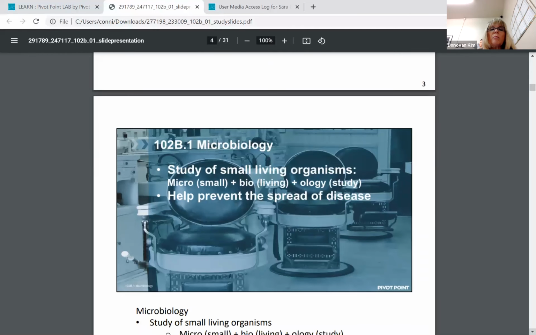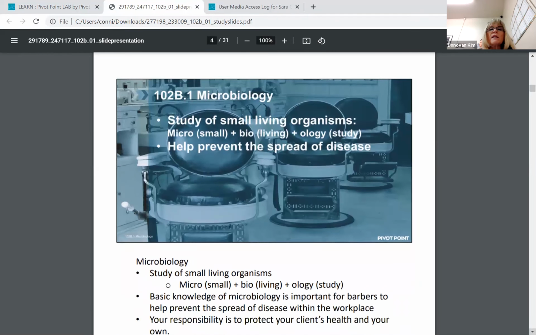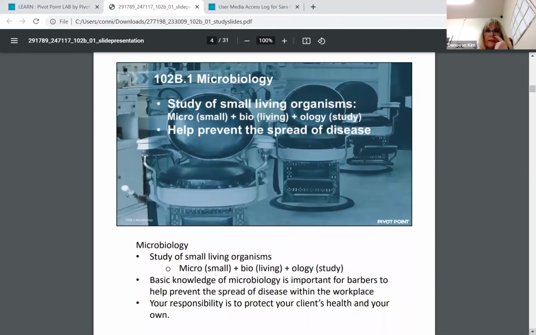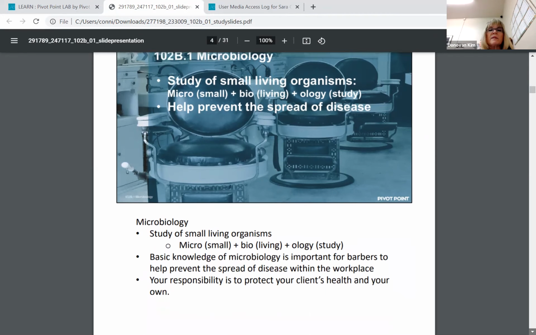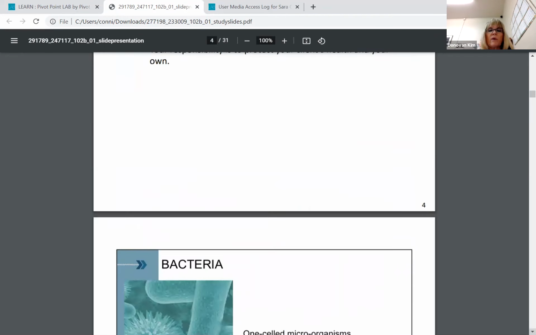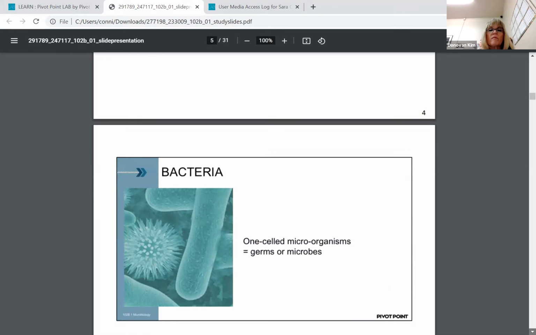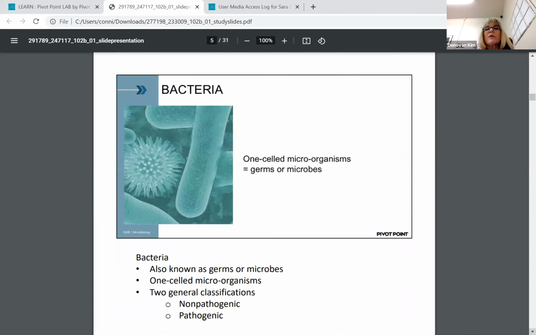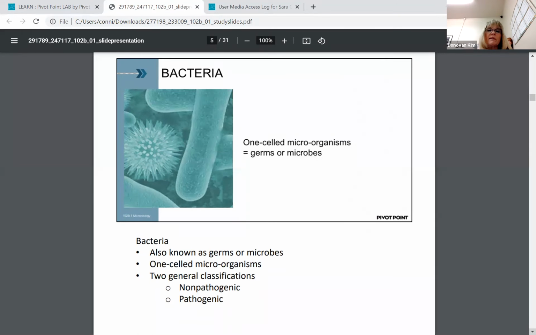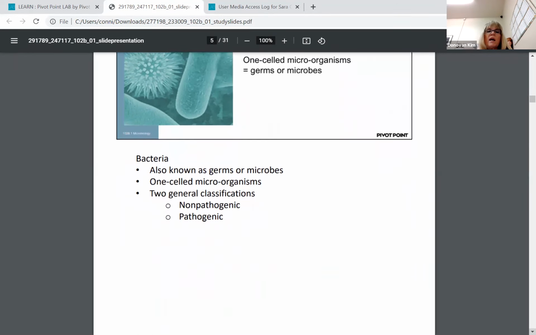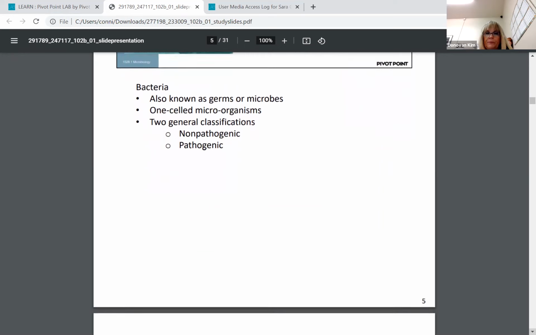So here we go. Microbiology definition: study of small living organisms. Micro meaning small, bio means living, and ology is the study of. So this is what's going to help prevent the spread of disease. Like we said, bacteria are one-celled microorganisms, also known as germs or microbes. There are two types: pathogenic and non-pathogenic.